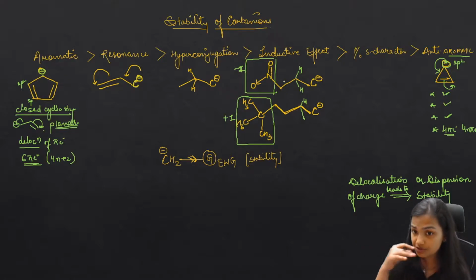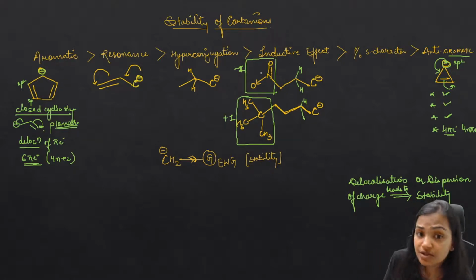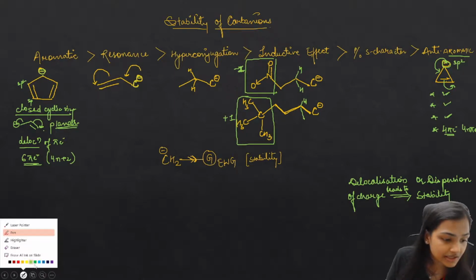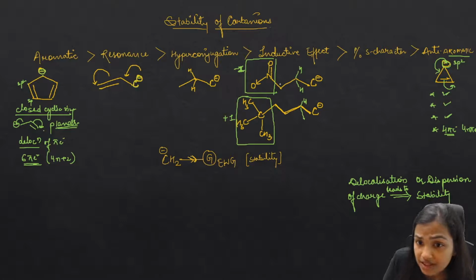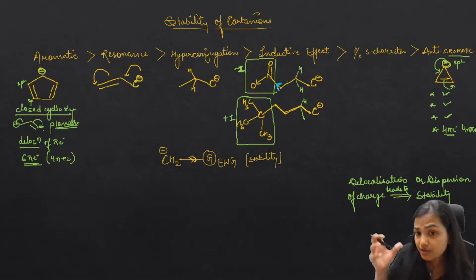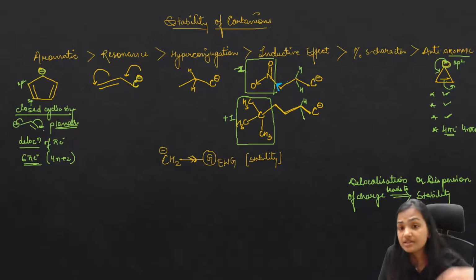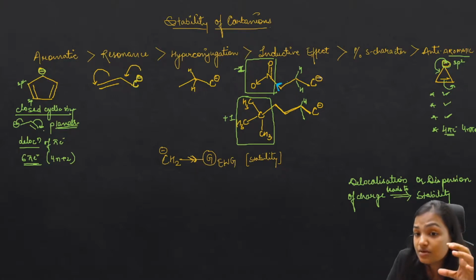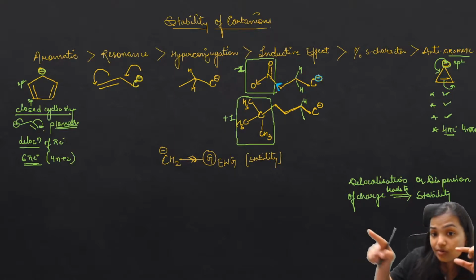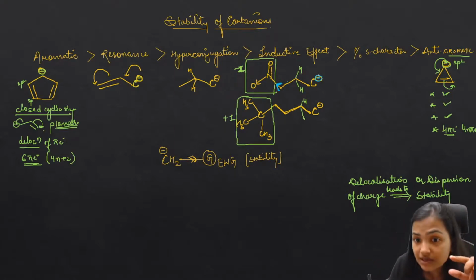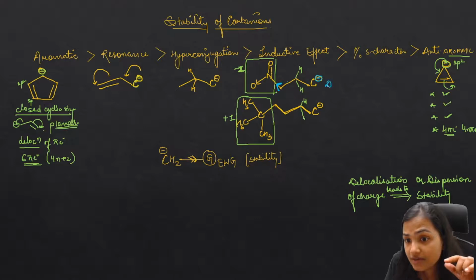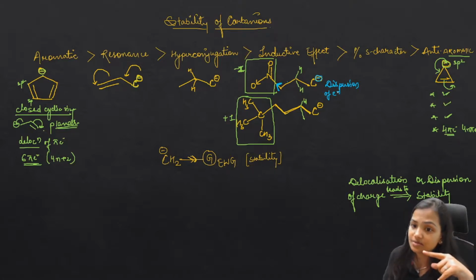How can a charge be distributed? If we do have a group with the minus I effect, if this group has a tendency to pull the electrons towards itself, if this group is withdrawing in nature, so what will this do? This will try to distribute, or disperse, this negative charge throughout the molecule. So the dispersion will occur. Okay, so here we do have a dispersion of electrons. Ultimately this will lead to stability.